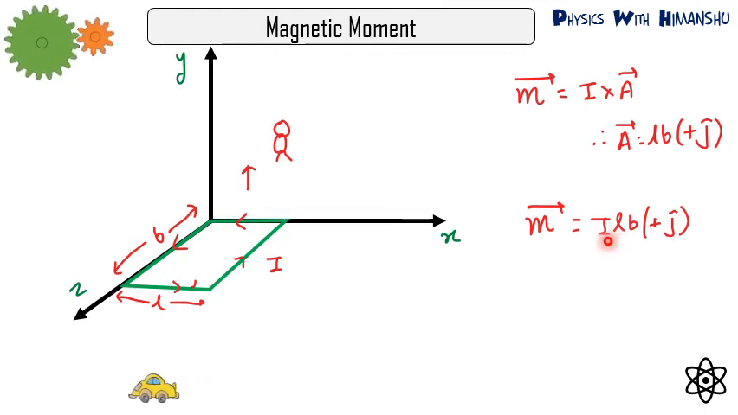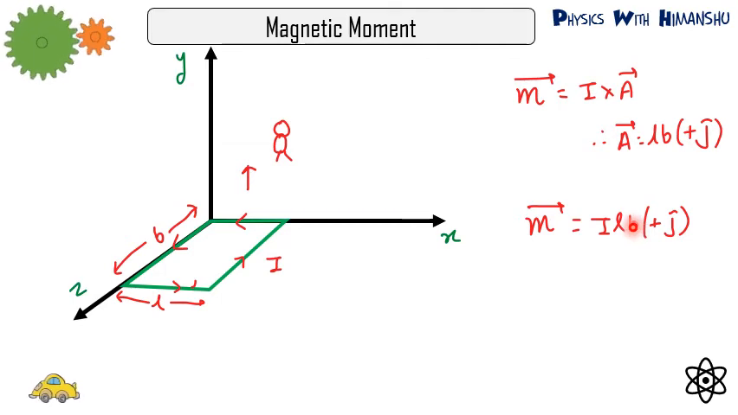So this is how you have to calculate the magnetic moment of different current carrying loops. The formula for magnetic moment is NIA, where N is the number of turns. If the number of turns is not given, take it to be equal to 1.